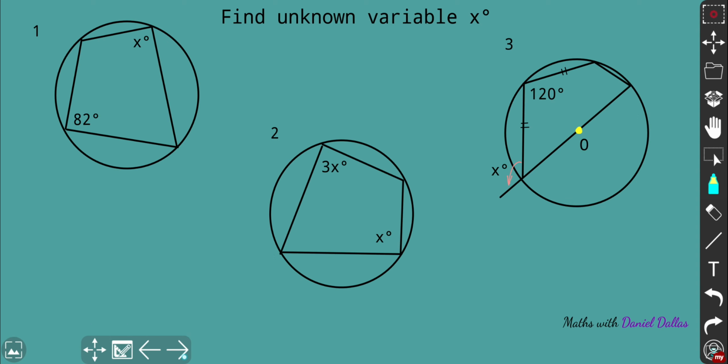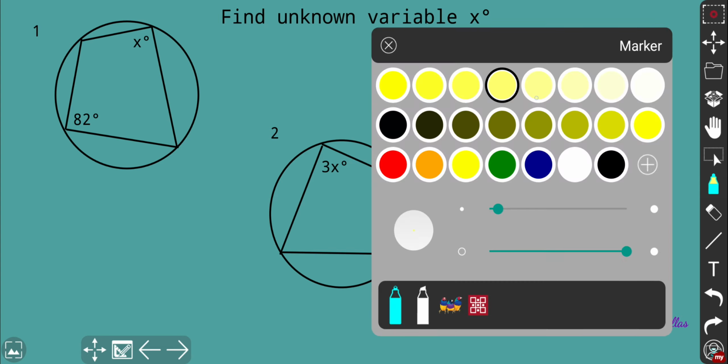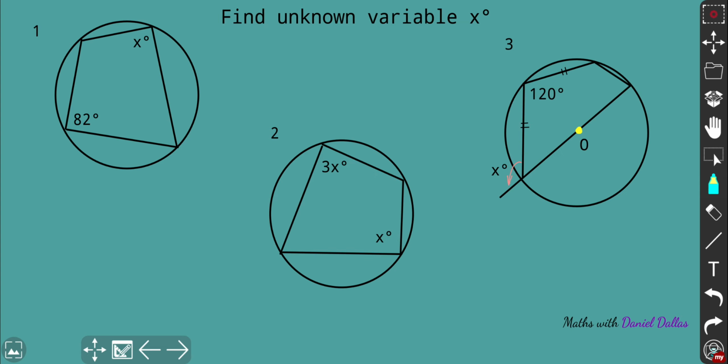So let's go to the problems where you need to define different unknown variables. In this case, everywhere in those three problems, you need to define variable x. Okay, let's do it quick. So what we're going to do in problem 1, we're just simply going to use the rule for opposite interior angles.